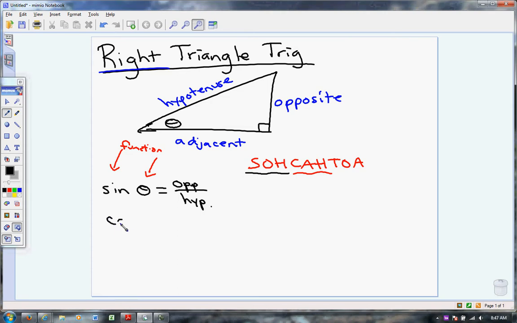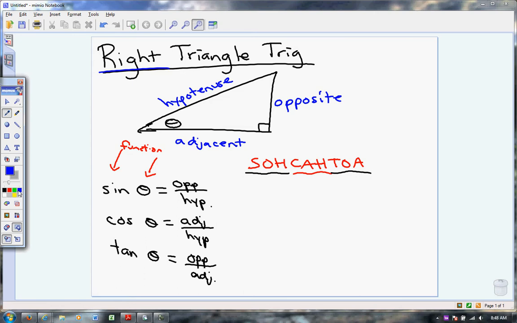It stands for the cosine of theta, and that equals adjacent over hypotenuse. And then TOA is the tangent of the angle theta, and that is opposite over adjacent. Now, you need to know that there are partners to these, and this is maybe something that you did not learn in geometry.